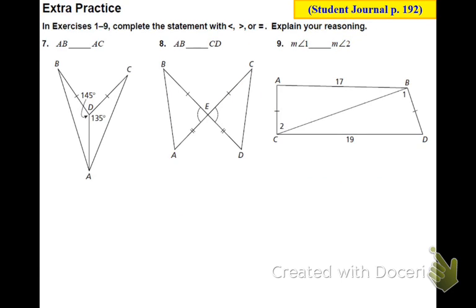Number 7 looks like the weirdest thing in the world. Comparing AB to AC. It does look like a paper plane. AB is across from what angle? 145, angle D. The other one is across from the measure of angle D, 135. So, 145 and 135. We're comparing AB to AC. 145 is bigger, it's only 10 degrees. Greater than.